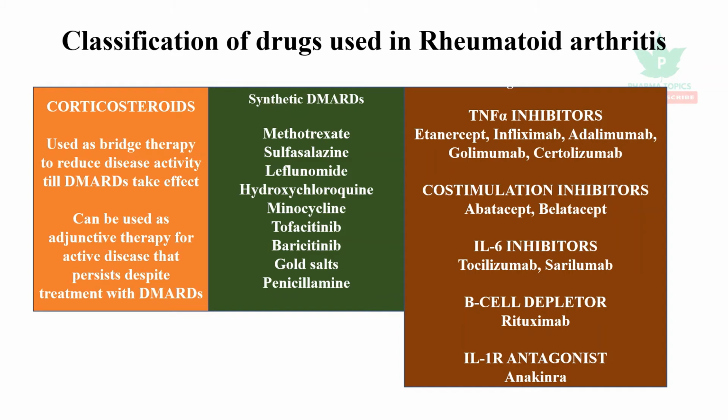Co-stimulation inhibitors are abatacept and belatacept. IL-6 inhibitors are tocilizumab and sarilumab. B-cell depleter such as rituximab and IL-1 receptor antagonist anakinra.